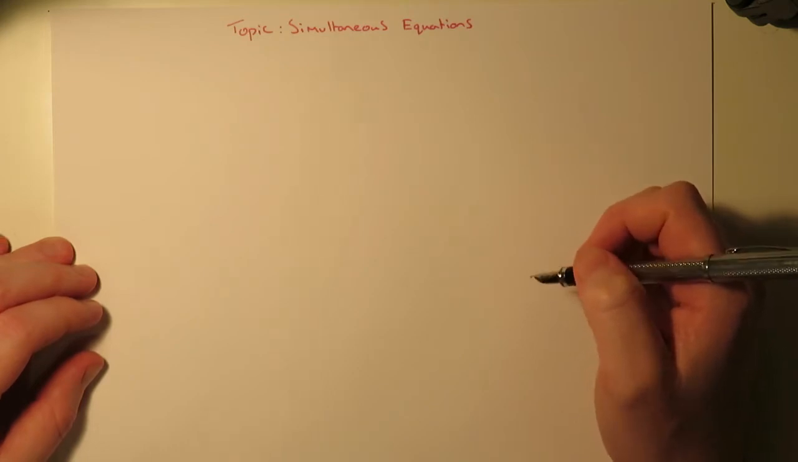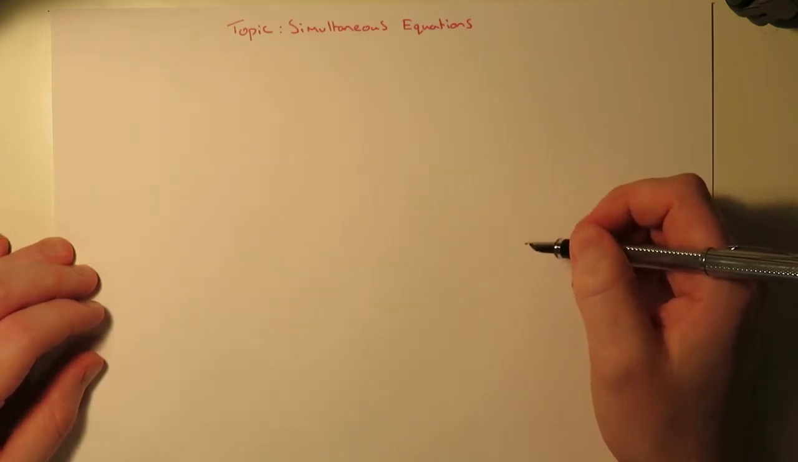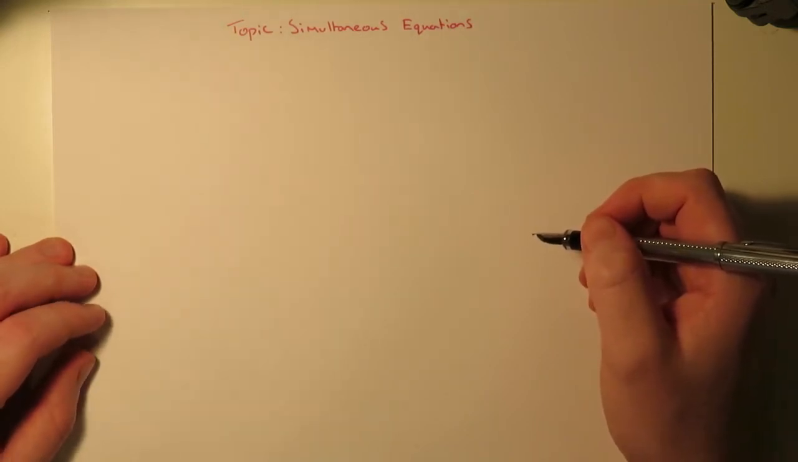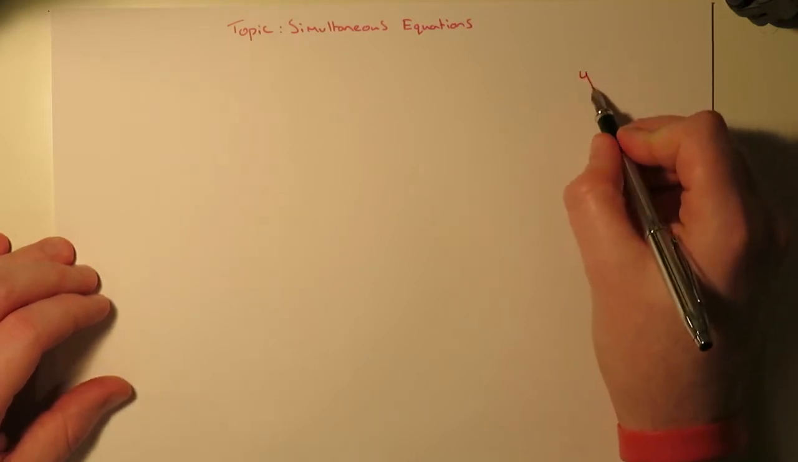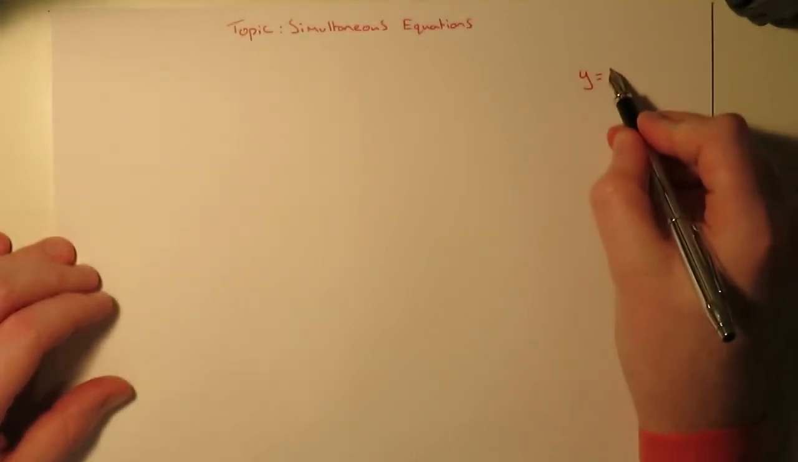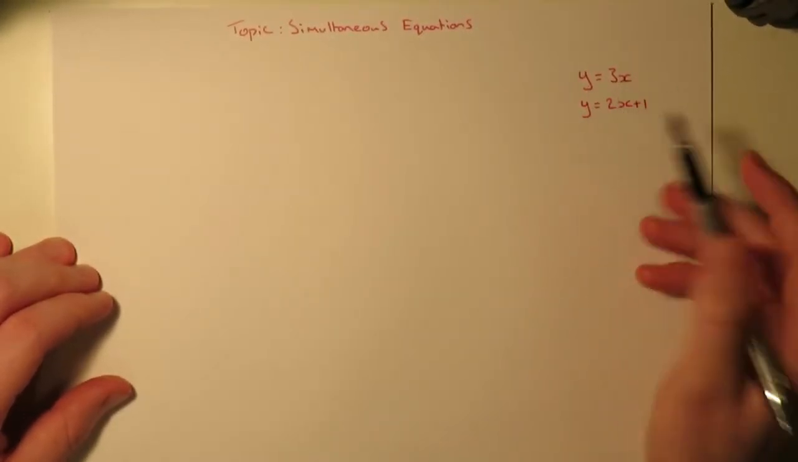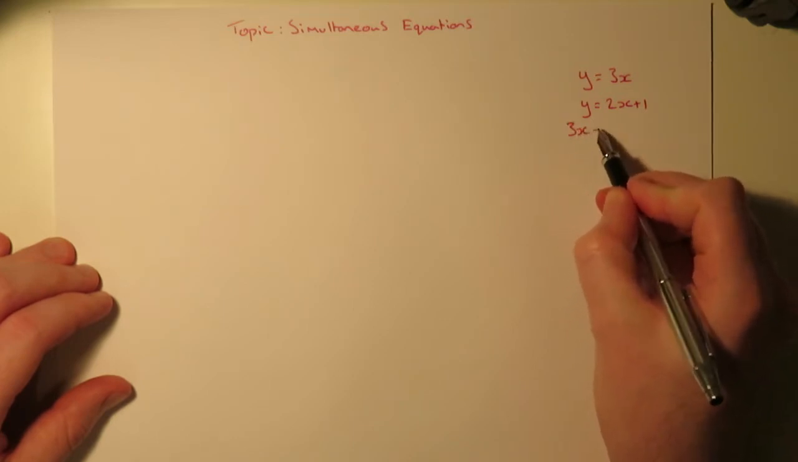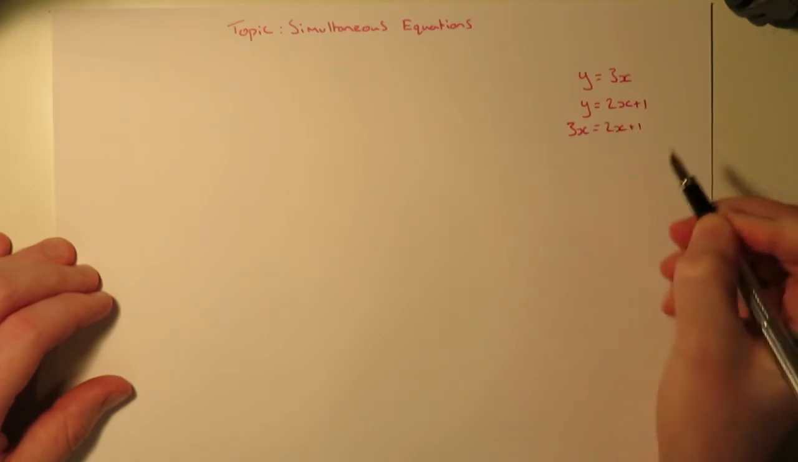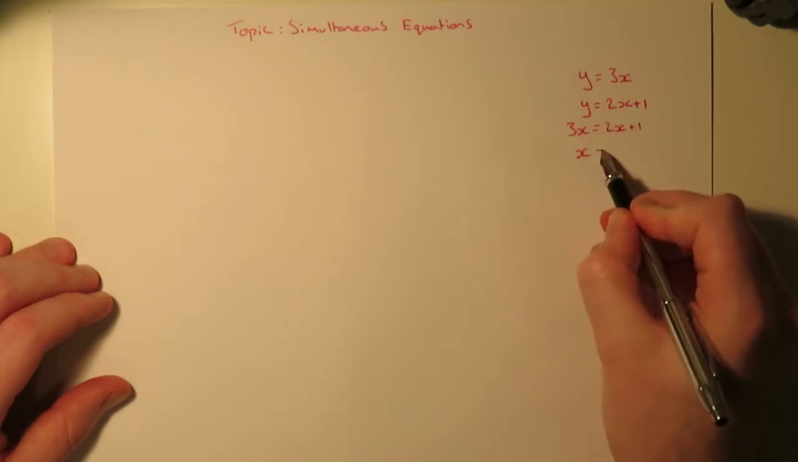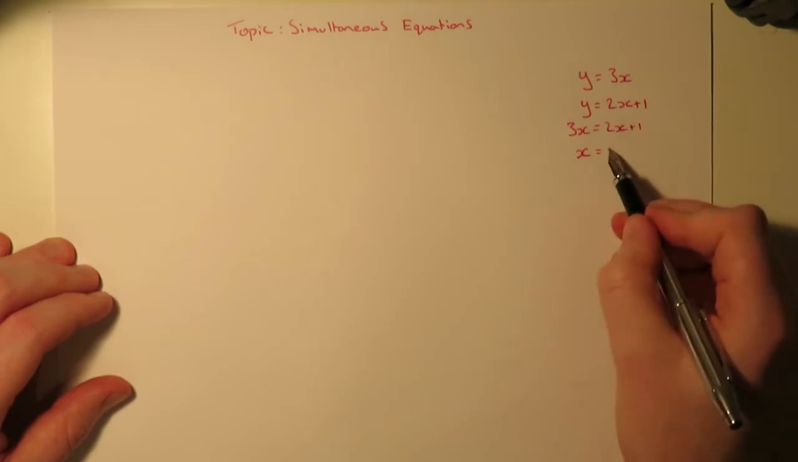So in the last video we looked at solving simple linear simultaneous equations, and one of the examples was y equals 3x and y equals 2x plus 1. We said that when you have equations like this, y equals something, you just say that 3x is equal to 2x plus 1. Subtract the 2x off both sides, so 3x take 2x is x. Then this side will just be 1.